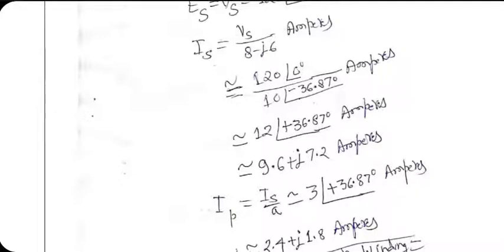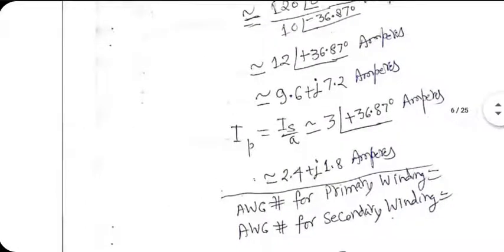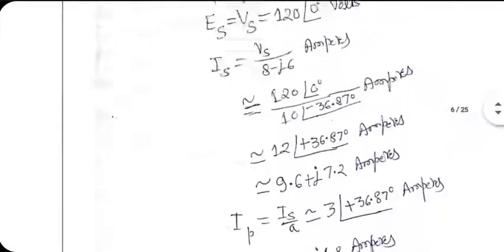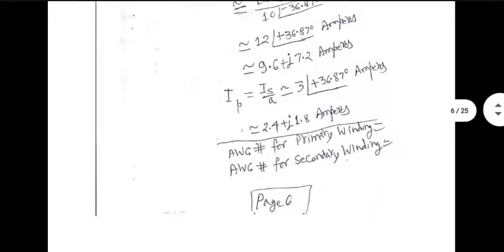IP we know will be IS divided by A. So it will be the same value as IS but divided by a factor of 4. So you get 3 ampere with a phase angle of 36.87 degrees. You can convert it into the rectangular domain to get the answer shown.